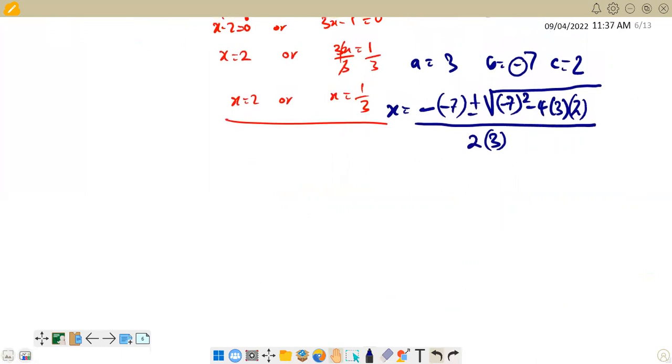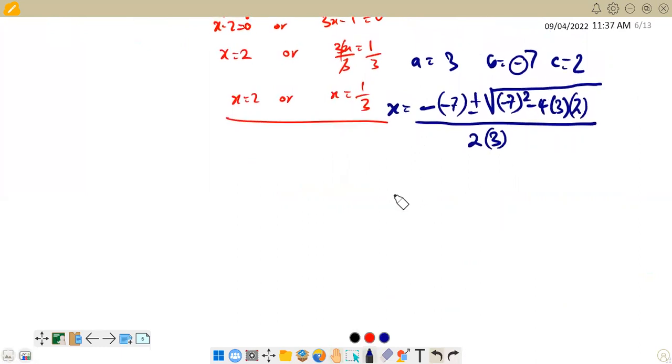Let me just do this a little bit. Okay. So here we're going to have x is equivalent to minus and minus, that's plus 7, plus or minus the square root of. Use your calculator to simplify everything under the square root, which is negative 7 squared minus 4 times a, which is 3 times 2. In this case, I'm going to obtain something like 25. So this is 25 here over 2 times 3, which is 6.